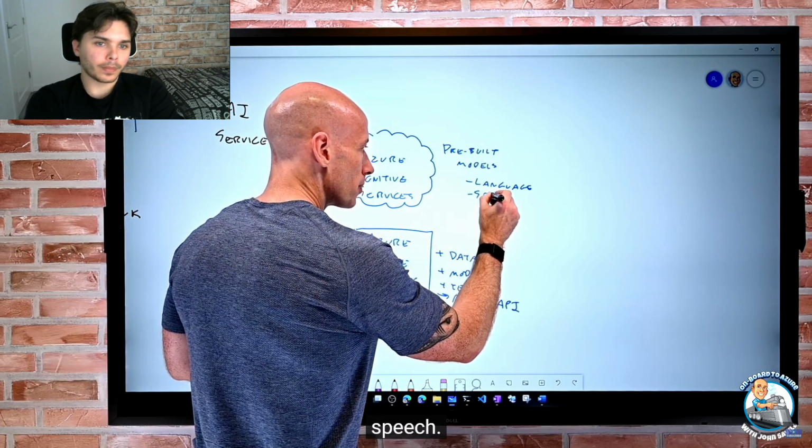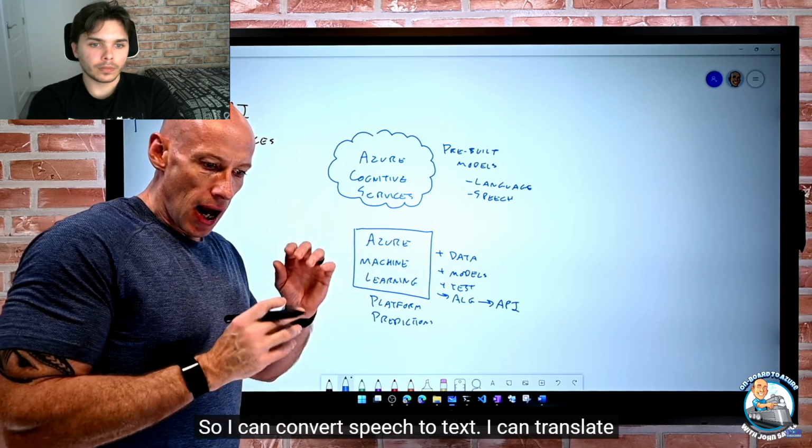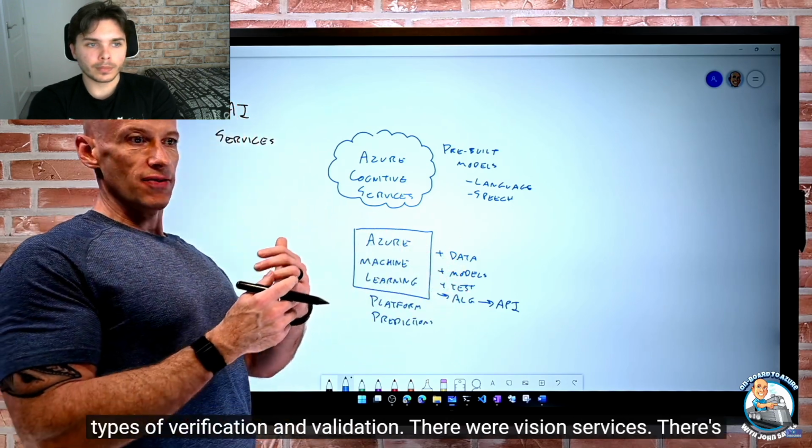I can understand things like speech. So I can convert speech to text. I can translate from one language to another language. I can do various types of verification and validation.